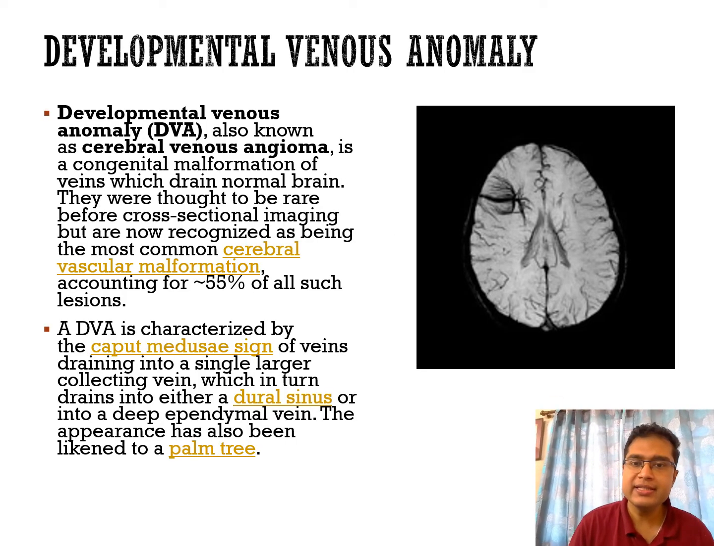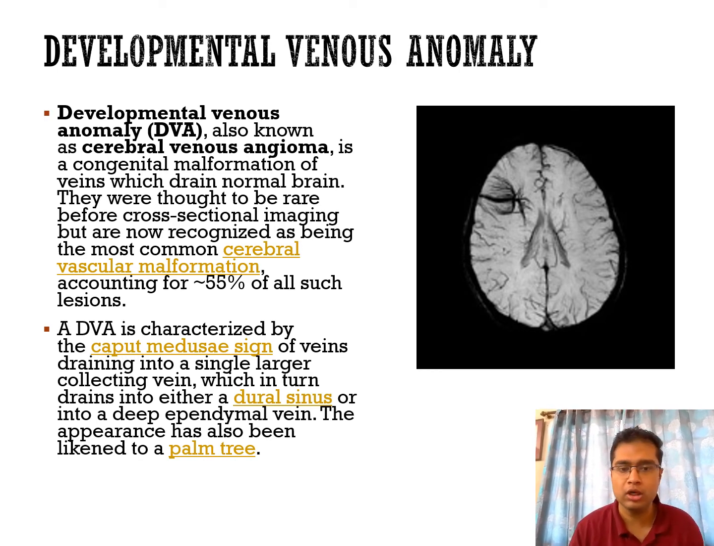So what exactly is a developmental venous anomaly or a cerebral venous angioma? It's actually a congenital malformation of veins which drain the normal brain, and they were thought to be rare before cross-sectional imaging, but now they are recognized to be the most common cerebral vascular malformation, accounting for 55% of all such lesions. It is characterized by this sign called caput medusae sign.